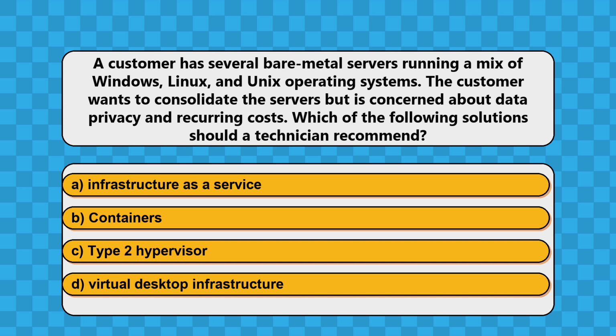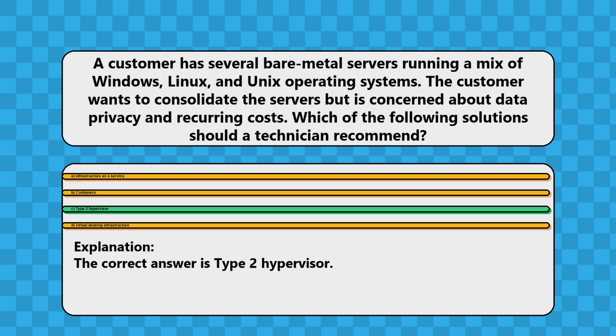Option A, infrastructure as a service. Option B, containers. Option C, Type 2 hypervisor. Option D, virtual desktop infrastructure. The correct answer is option C, Type 2 hypervisor.